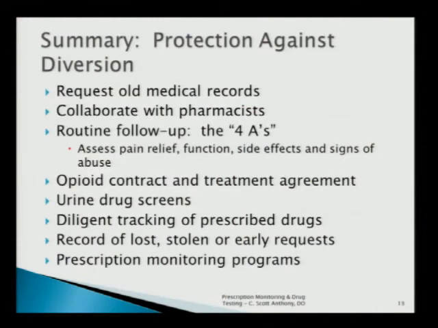So, the summary and protection: get the old medical records. I think that's very, very important from the standpoint of trying to determine what's failed and what's worked. Talk with the pharmacist, do routine follow-ups with the 4As, opioid treatment agreements, drug screens, and keep a record of lost, stolen, and early requests. Make sure you keep a record of those requests.